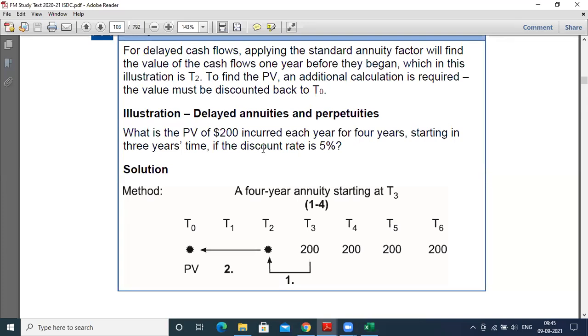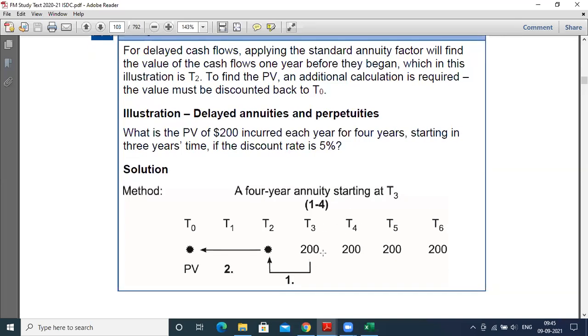So it means that in 2020 we invested in a project, and we are expecting 200 each year, but it starts from T3. Here you can see, starting in 3 years time. So we are not receiving it in the first 2 years, we are receiving it in the 3 years time. And what is the period? 4 years. So T3, T4, T5, T6. I hope you can see the table here.